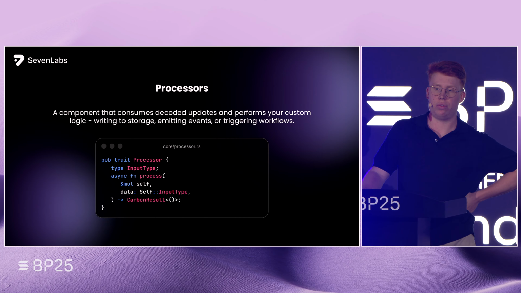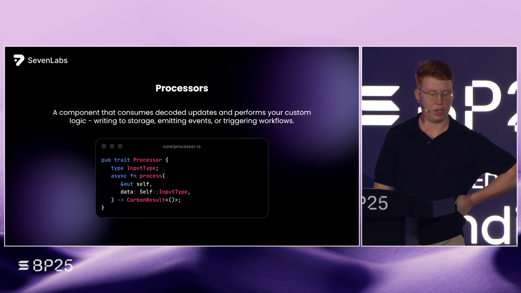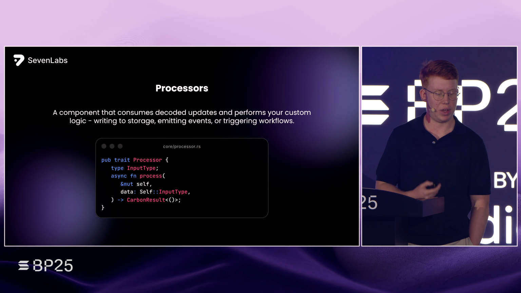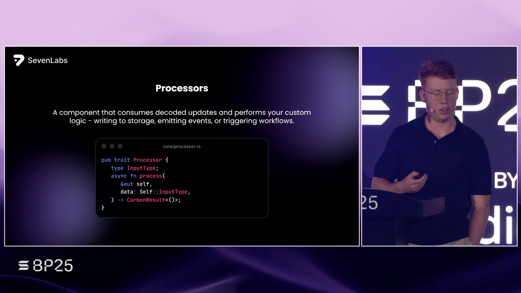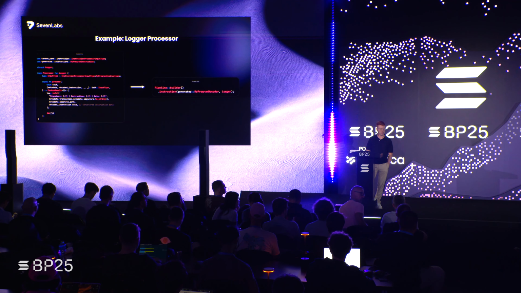Once you've done that, you just need to do whatever you want to do with that data, and that is the part that you will actually spend most of your time writing when you're using Carbon. This is also a trait that you can implement, and you can do whatever you want inside of it. The good thing is you get all of your decoded updates, and you can use them.